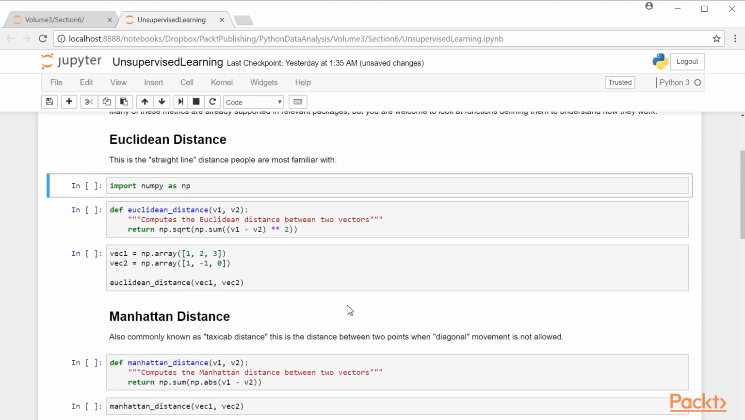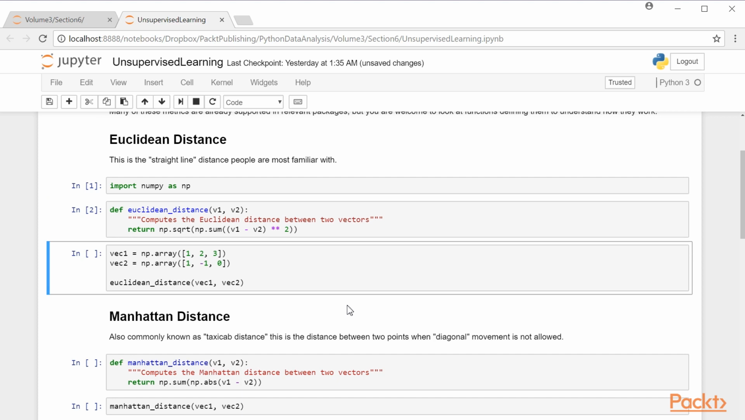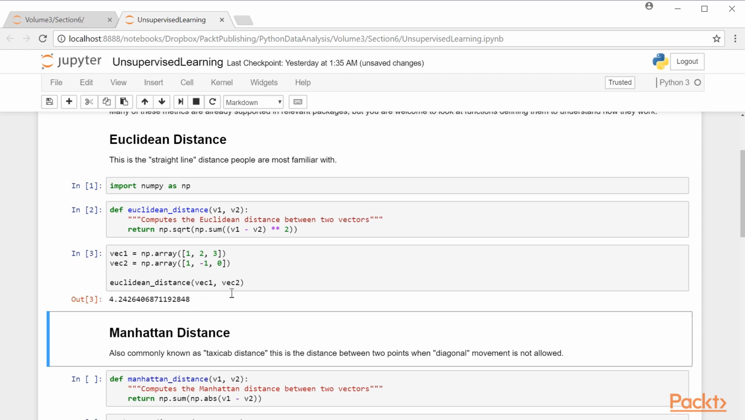The first thing I will show is how to compute Euclidean distance, which corresponds to how we normally think about distance. So I have a function here that computes the Euclidean distance for two numpy vectors, presumably of the same length. I've created two vectors here, vec1 and vec2, and you can imagine these as lying in a three-dimensional space. How far away are these points from one another? Well, this Euclidean distance function will compute that. They're about 4.24 units away.